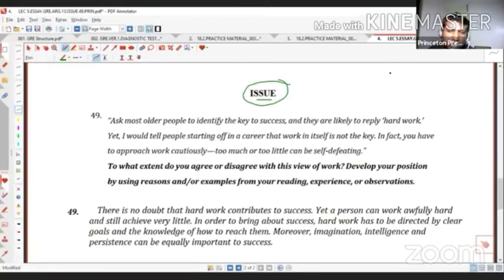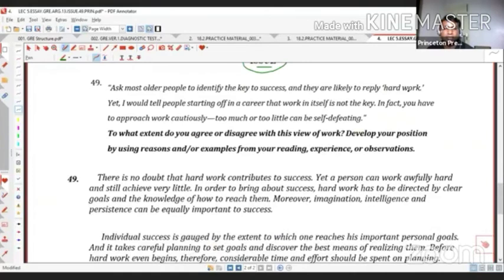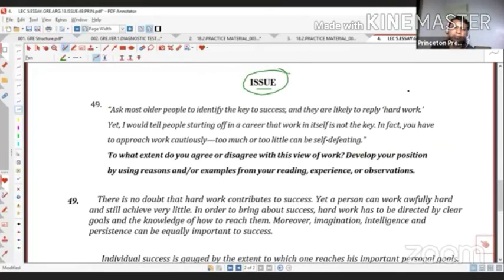Again, many people say it's hard work. What do you think, everybody? Is hard work the only key to success, or is it about being cautious, easing your brain, how much you should work, looking all around? Which one do you support? To what extent do you agree with the view of work? You develop your position by using reason. Will you support it? Is there anybody? Hello? Which one do you support? Is it only hard work, or you must be wise and try to find out the balance? I think it's about balance.